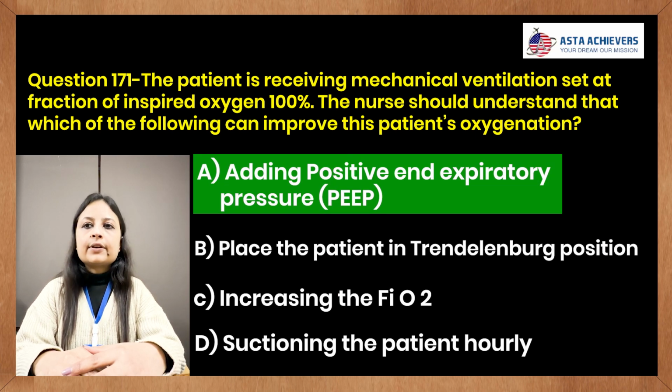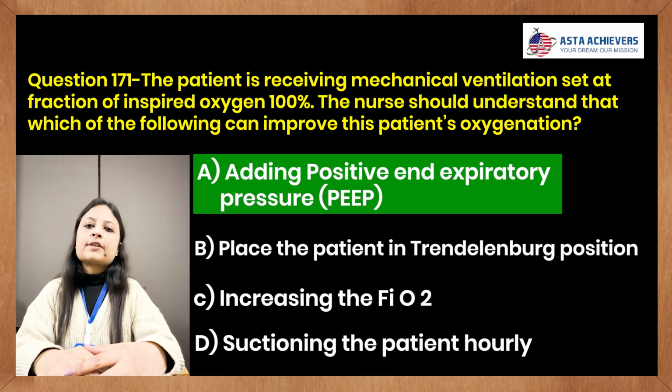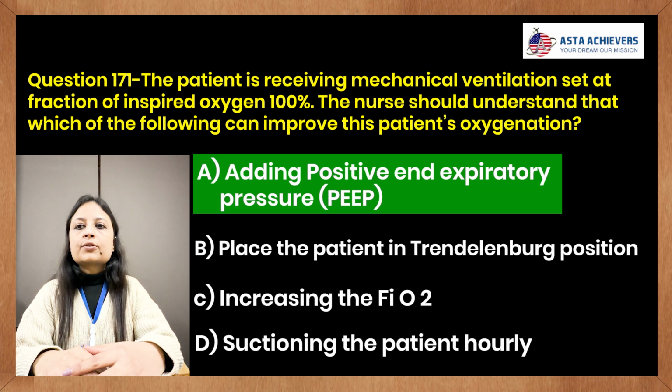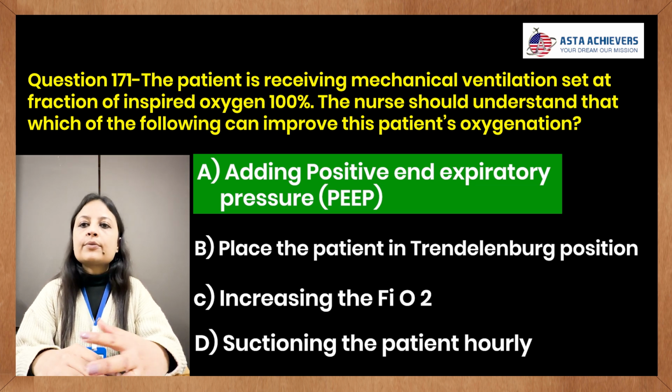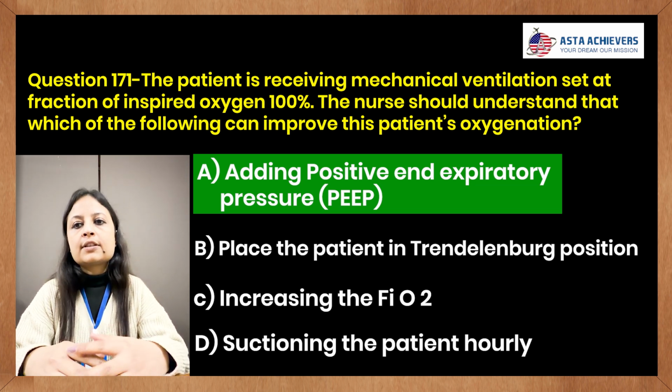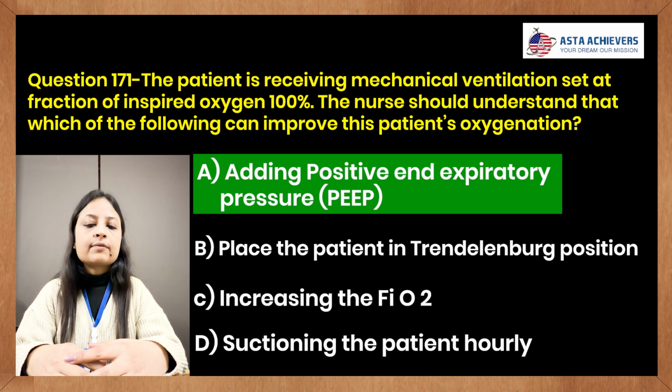Question 171. A patient is receiving mechanical ventilation set at a fraction of inspired oxygen of 100%. So the nurse should understand which of the following can improve this patient's oxygenation. Option A, adding positive end-expiratory pressure. Option B, place the patient in Trendelenburg position. Option C, increasing the FiO2. And option D, suctioning the patient hourly.